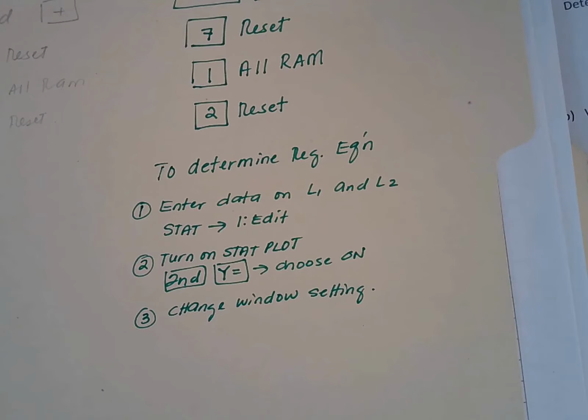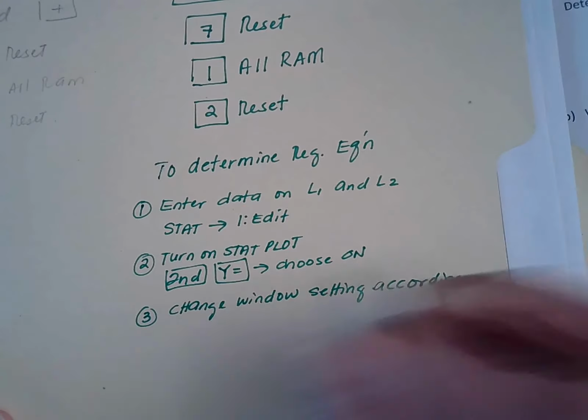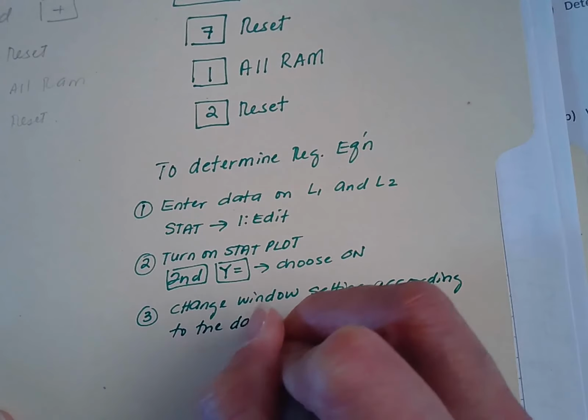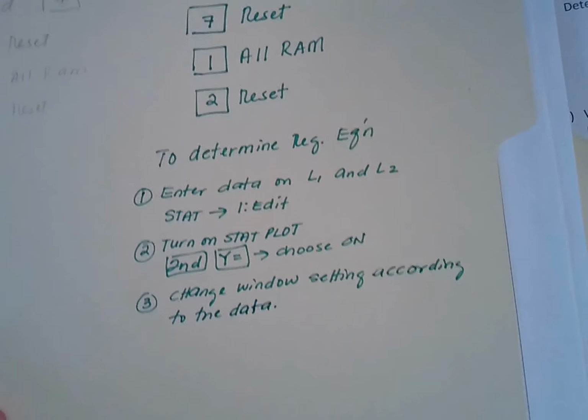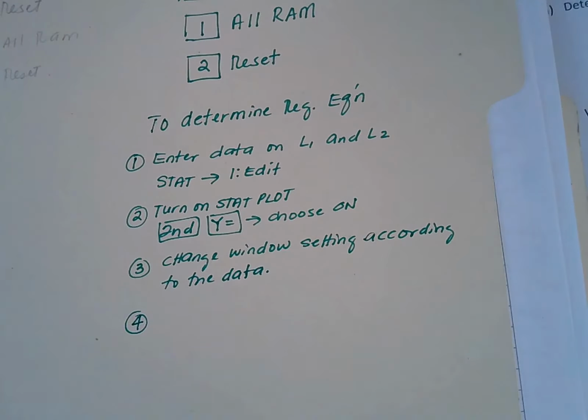Okay, we know how to do that. Change the X min, X max, Y min, Y max according to the data. Okay, number 4. Well, we can't find the regression equation without the data. You need the data for the regression equation. So now, what's the equation that relates those two pieces of information?